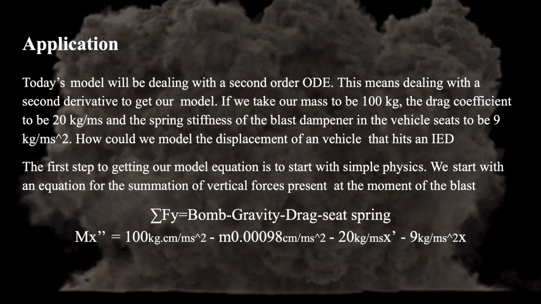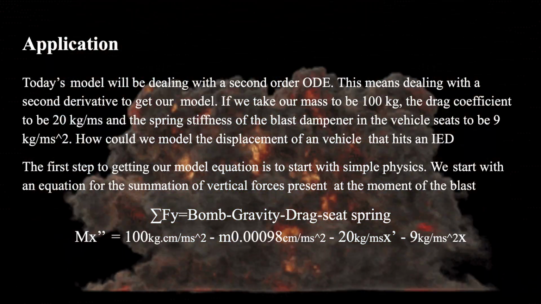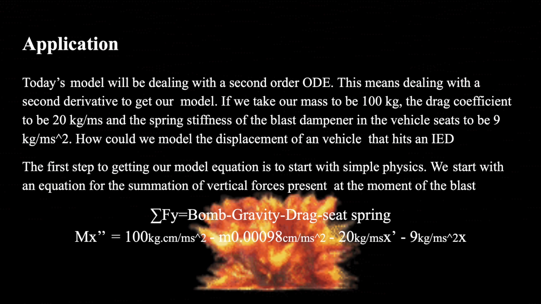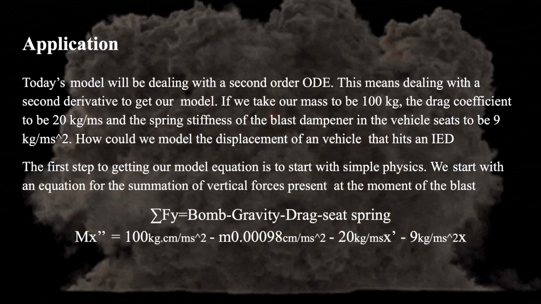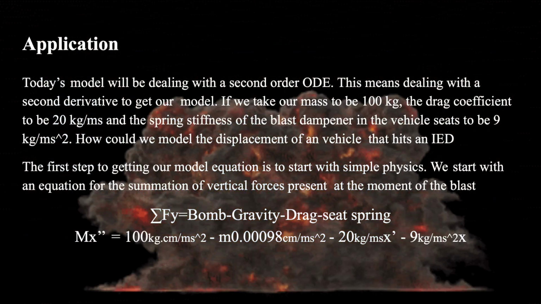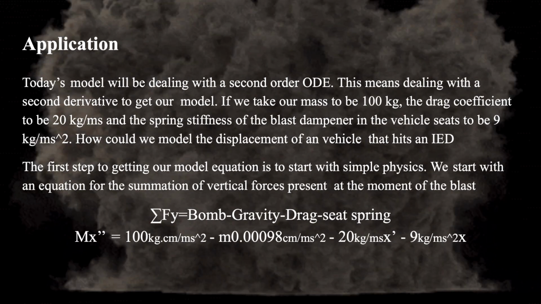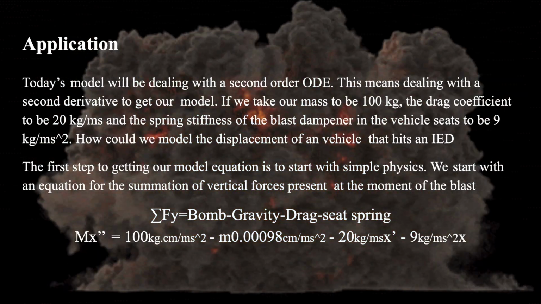The first step to getting our model equation is to start with simple physics. We start with an equation for the summation of vertical forces present at the moment of the blast. We can see in the equation below that the force of the blast pushes the vehicle upward, while gravity, drag, and the spring force from the seats dampen that force.